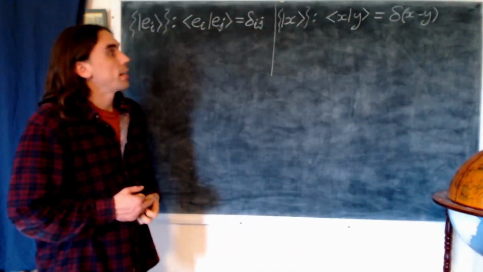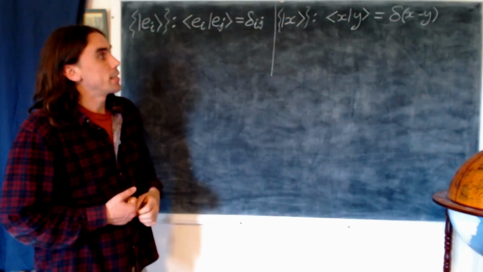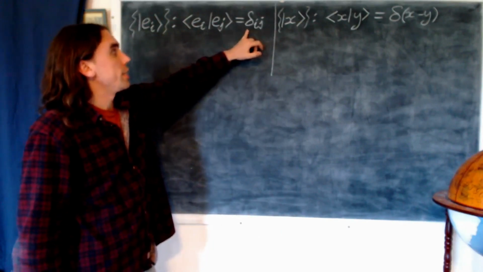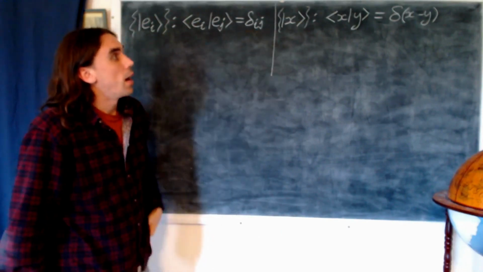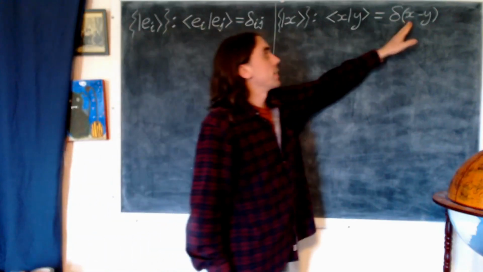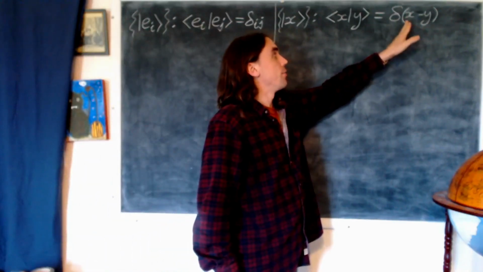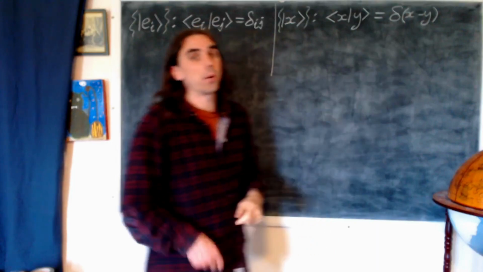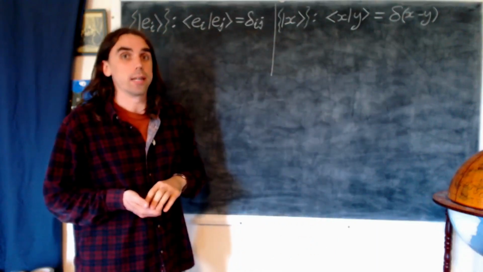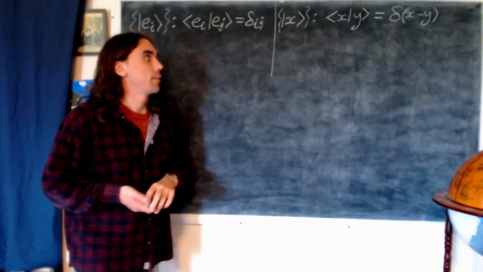So remember, the Dirac delta function is really like a continuum limit of the Kronecker delta. It's equal to 0 if x doesn't equal y, and it equals infinity when x does equal y, but in such a way that an integral over it will give the value 1. So it's the natural generalization.